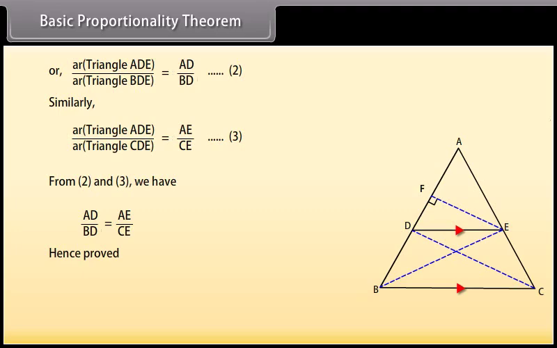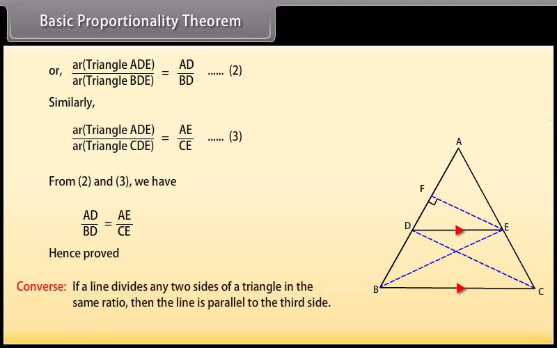The converse of this theorem is also true, which says that if a line divides any two sides of a triangle in the same ratio, then the line is parallel to the third side. Example of similarity of triangles.